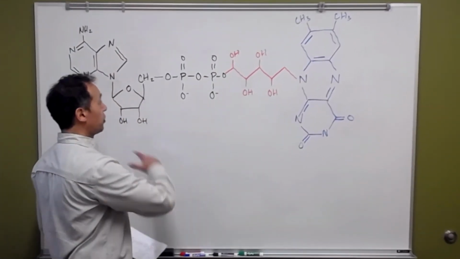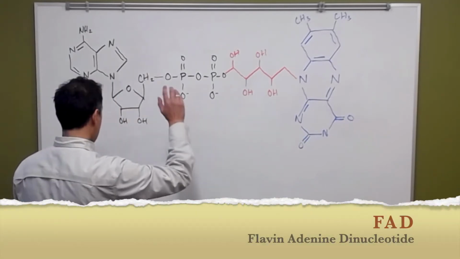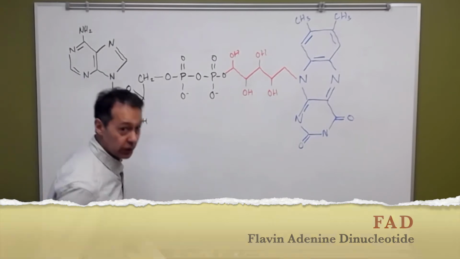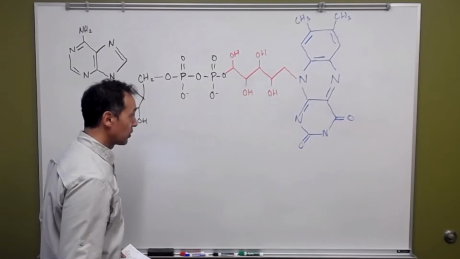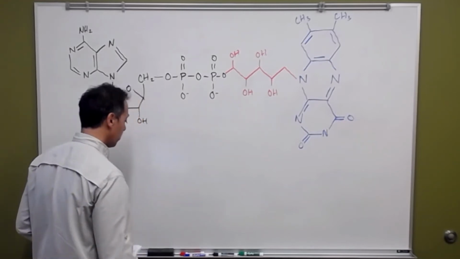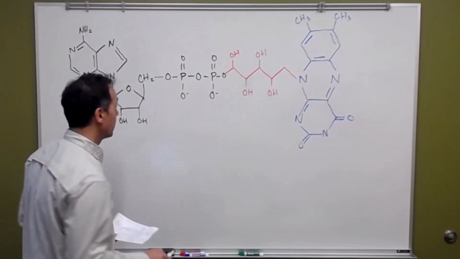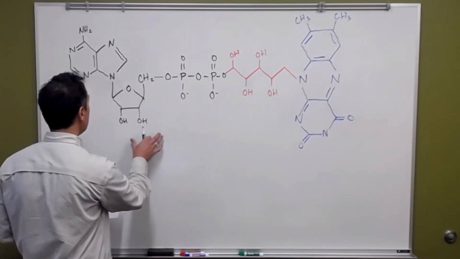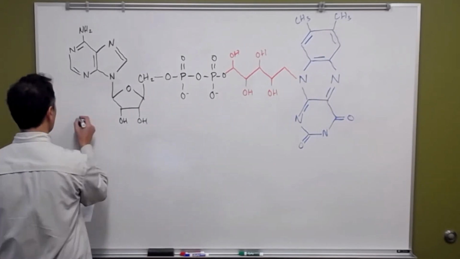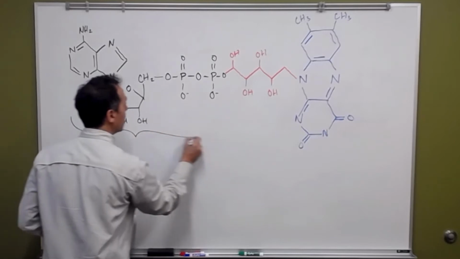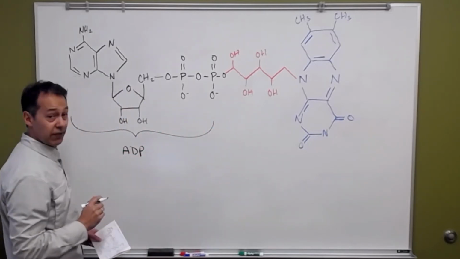This big, scary looking molecule here is flavin adenine dinucleotide. Okay, that's a big mouthful, lots of syllables there. And so what's going on here? Well, we have some things we should recognize. We have ADP here, so adenosine diphosphate. There's two phosphates here. So I'm just going to go like this and call this one ADP, adenosine diphosphate.